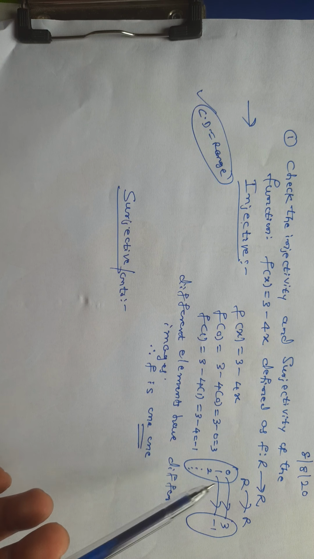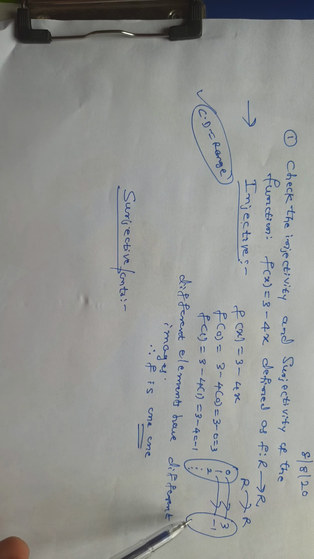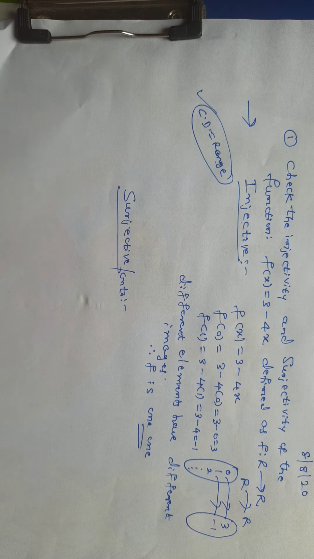Here it is real numbers to real numbers, and there are so many real numbers. So here we cannot specify the range. We cannot particularly write what the range is for this problem. Therefore, we should not try to find the range here. So what do we have to do? We have to use another definition.